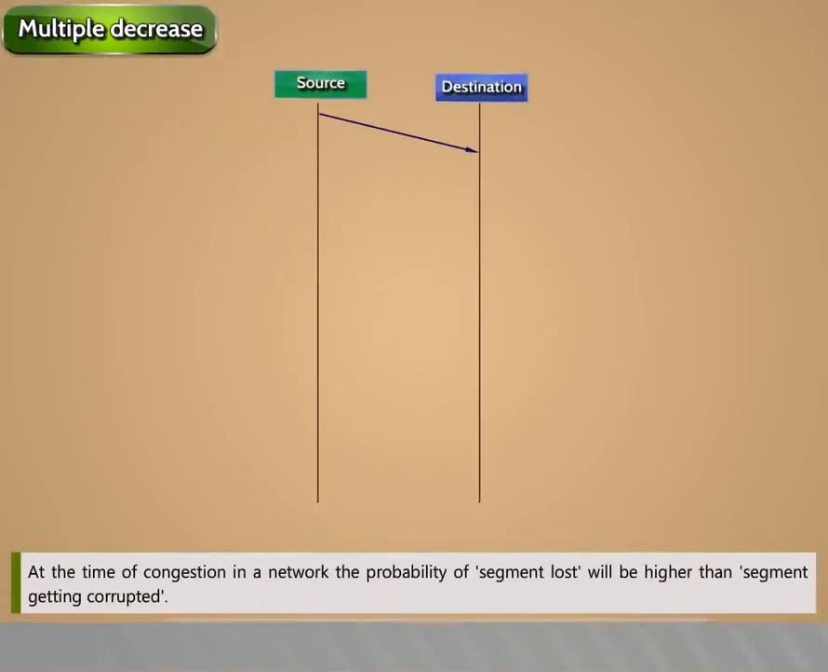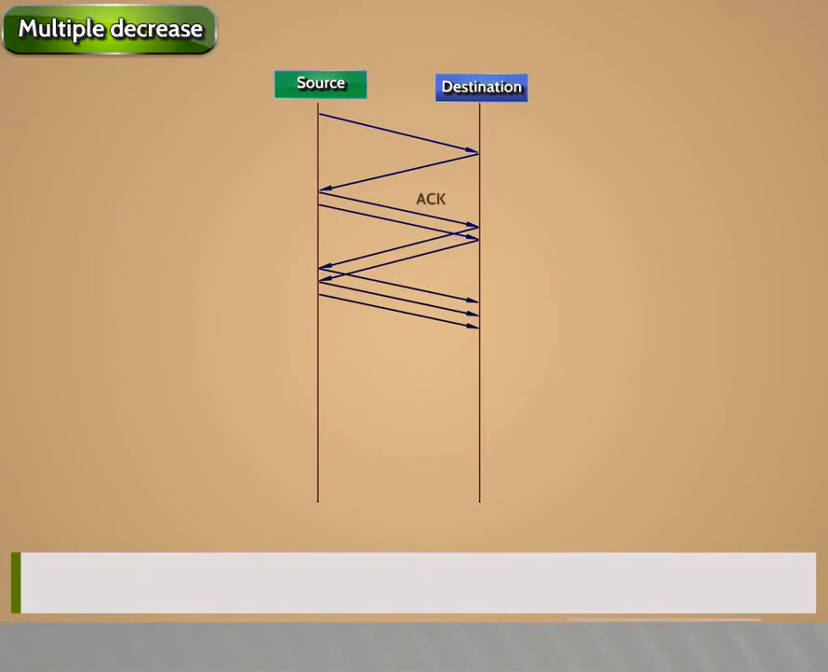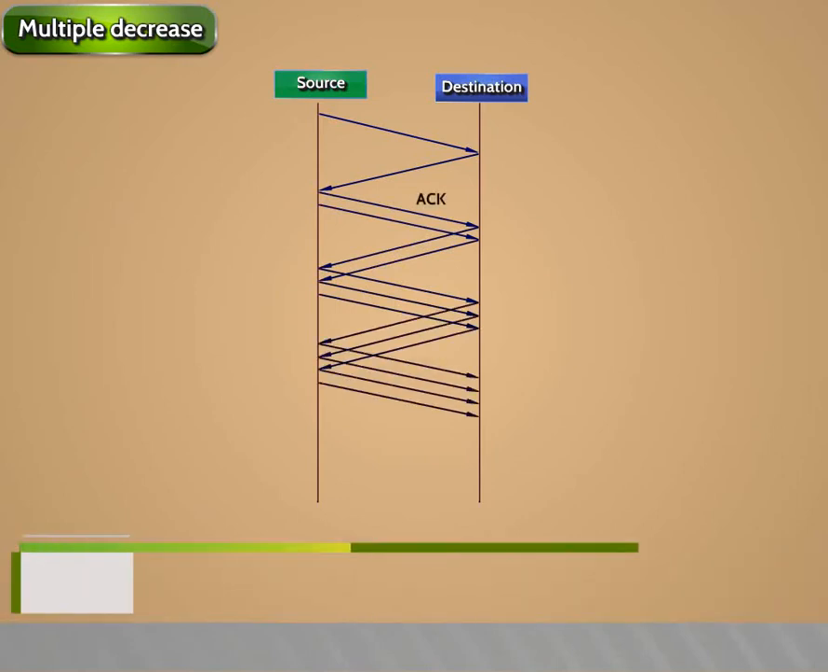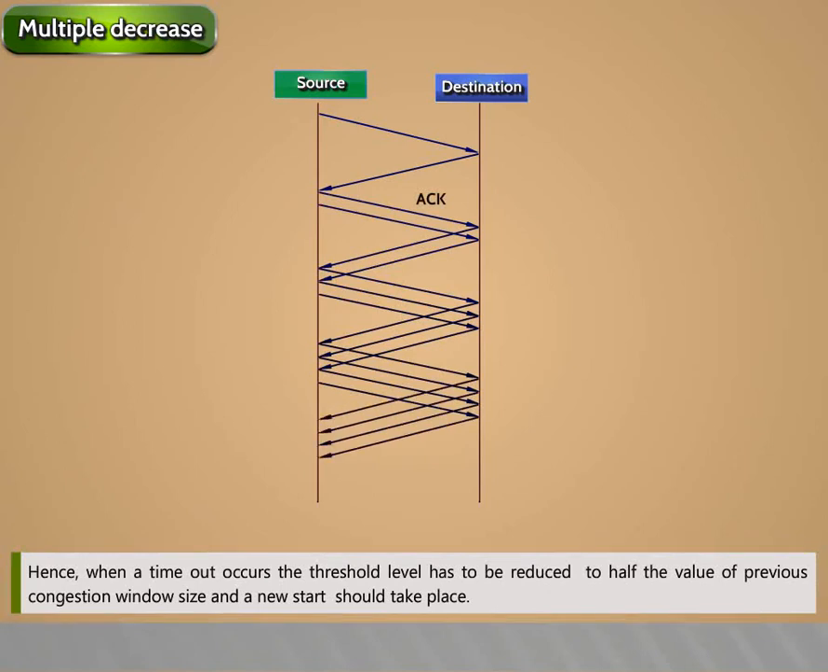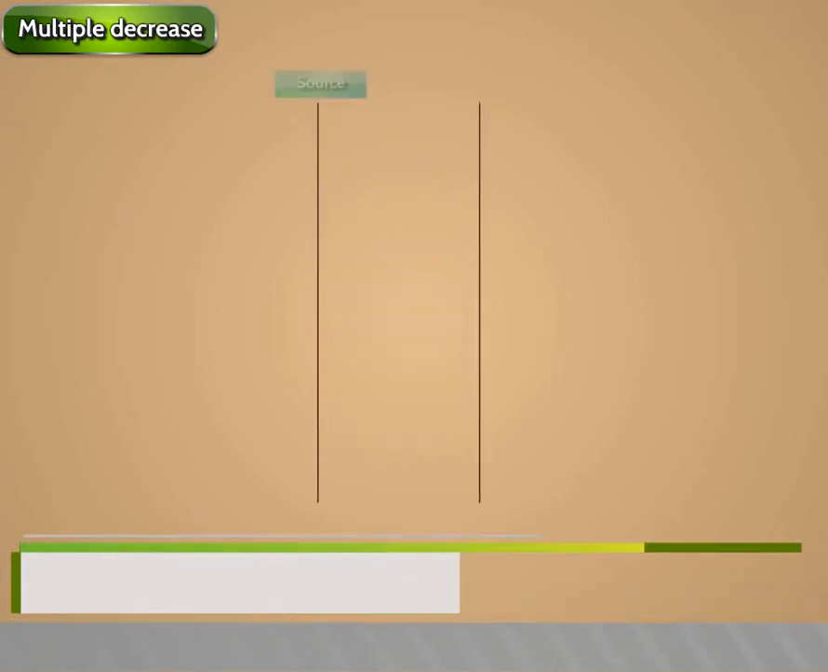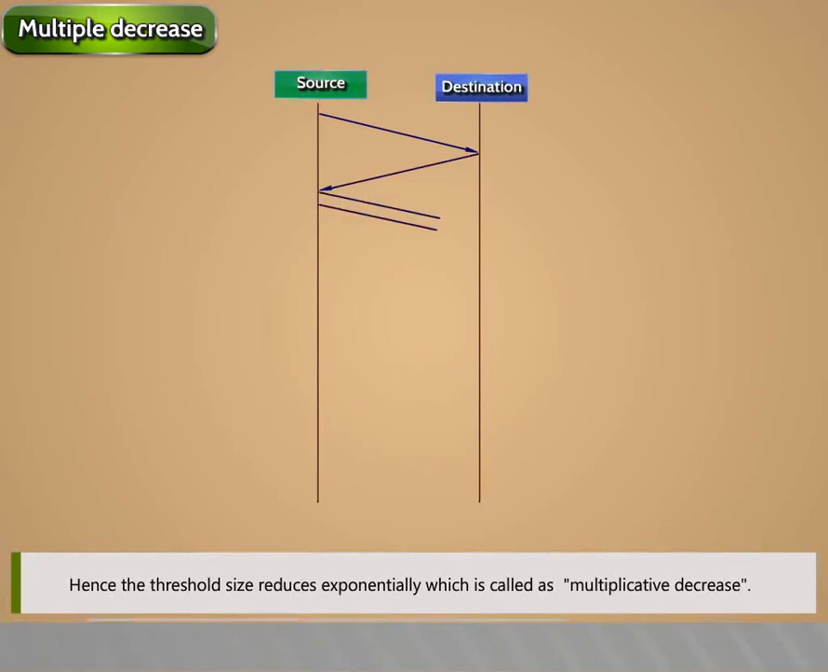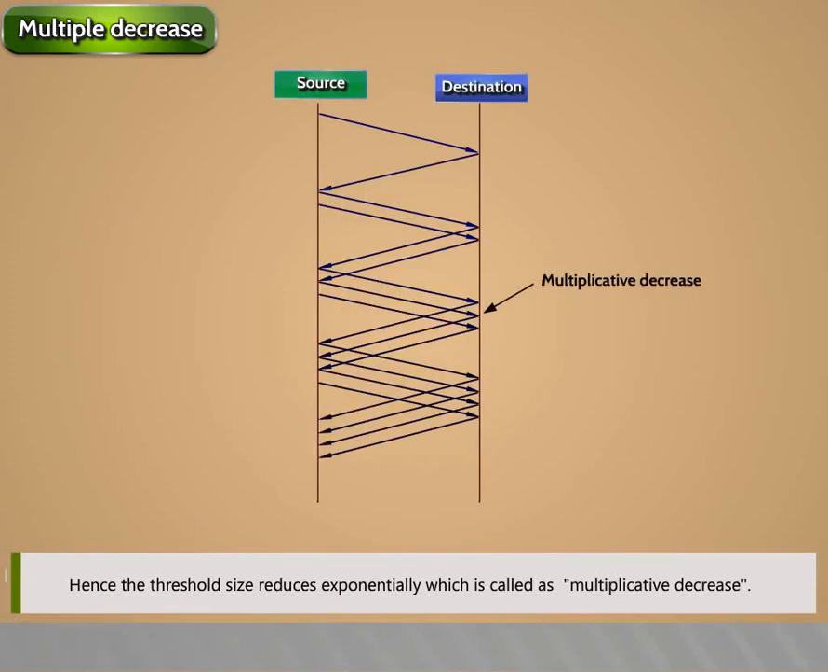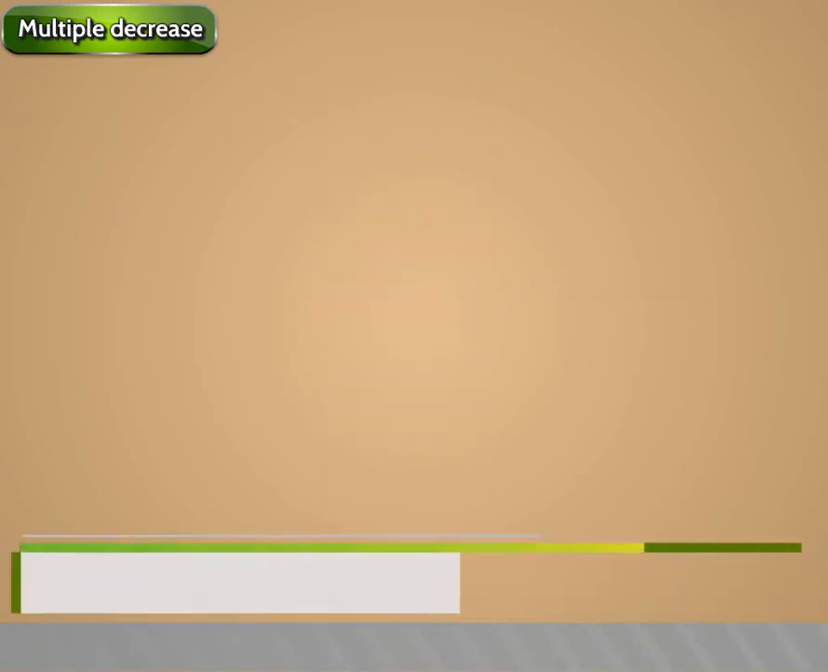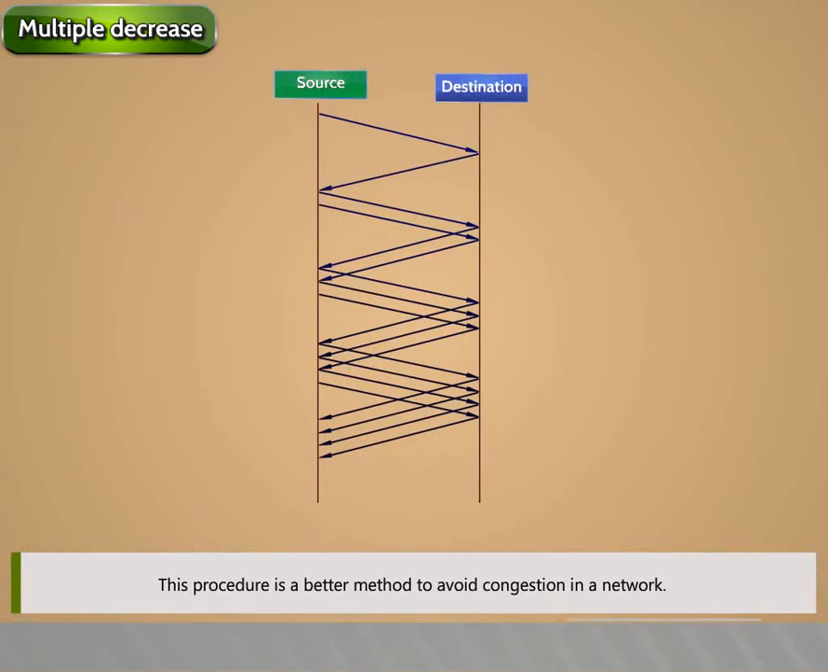Multiplicative decrease. At the time of congestion in a network, the probability of segment loss will be higher than the segment getting corrupted. Hence, when a timeout occurs, the threshold level has to be reduced to half the value of the previous congestion window size and a new start should take place. The size of the threshold has to be reduced for each and every timeout. Hence, the threshold size reduces exponentially, which is called multiplicative decrease. The procedure is a better method to avoid congestion in a network.